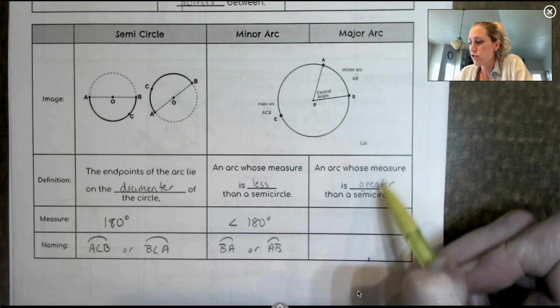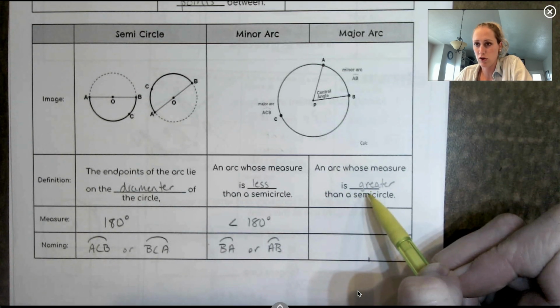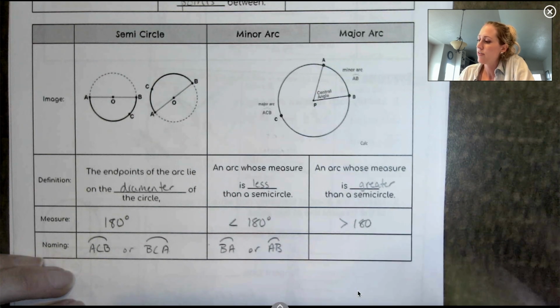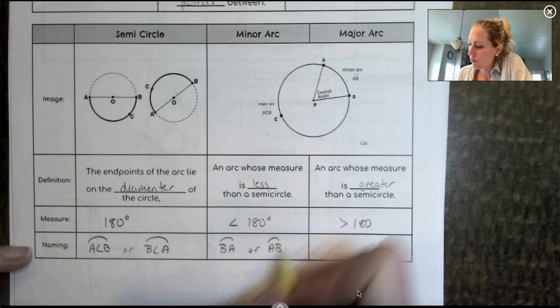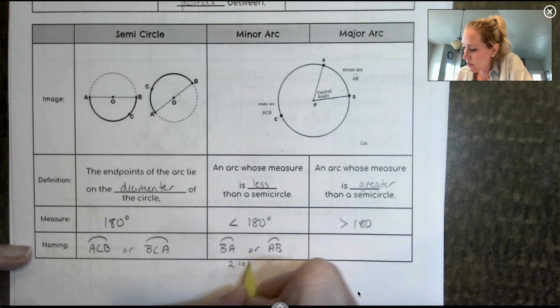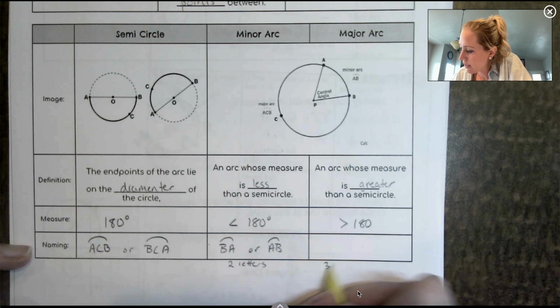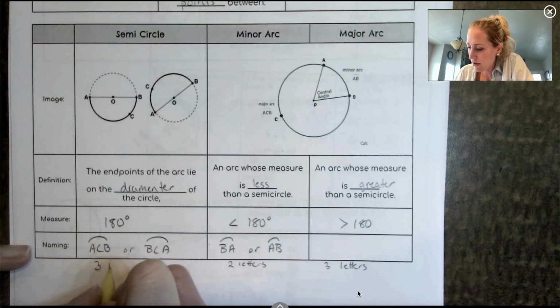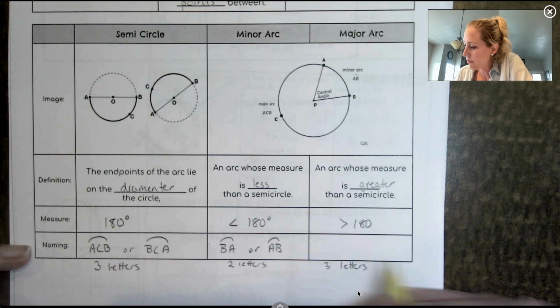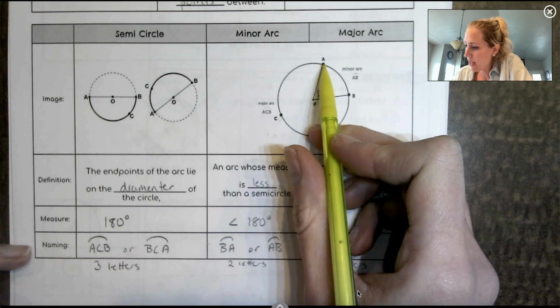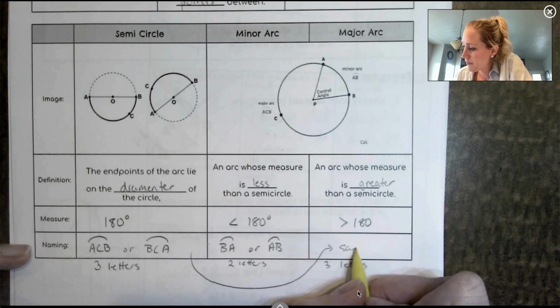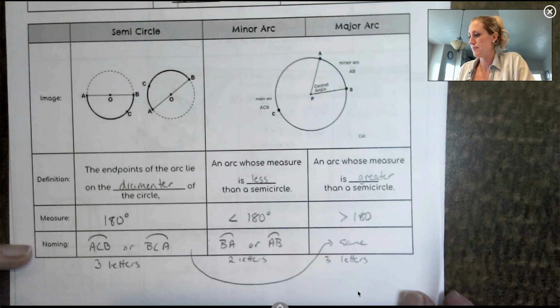If it's a major arc, it's something that's bigger than a semicircle, so greater than 180 degrees, and we use 3 letters. So this one is 2 letters, this one is 3 letters. Typically, semicircles are also 3 letters. Okay, so this one I would do like BCA or ACB. So this one, same.